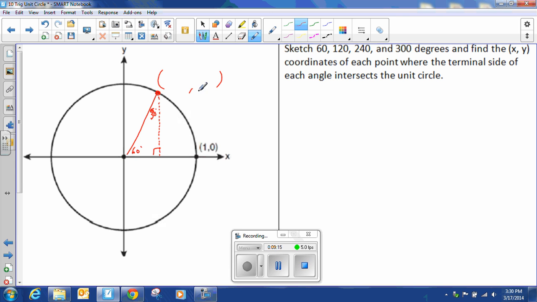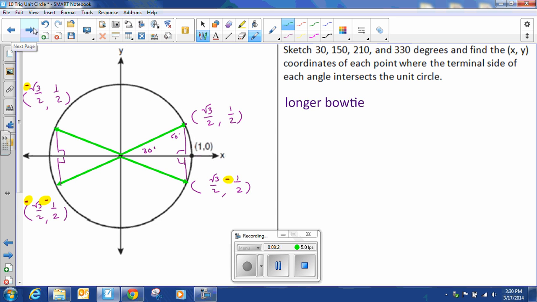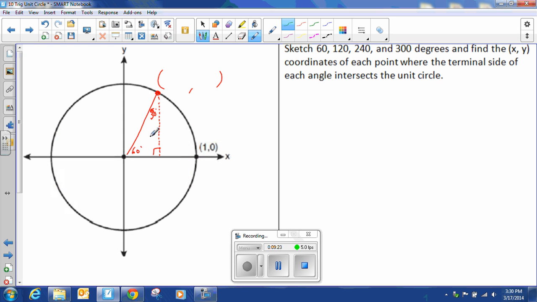And to find our ordered pairs, we're basically going to use the same relationships we used for this previous one, except it's a different orientation because this is 60 degrees. So we know that if the hypotenuse or the radius is 1, then this length is 1/2, and this length is radical 3 over 2. So the x value goes here, and the y value goes here.